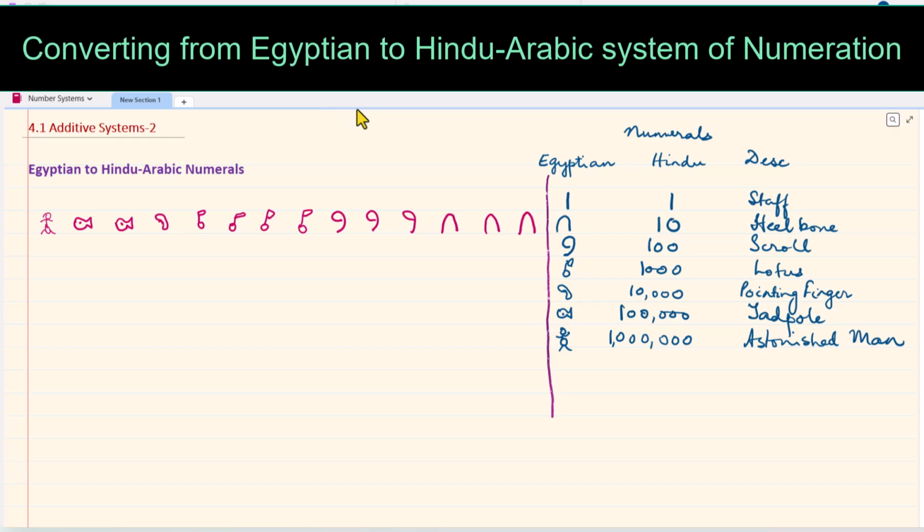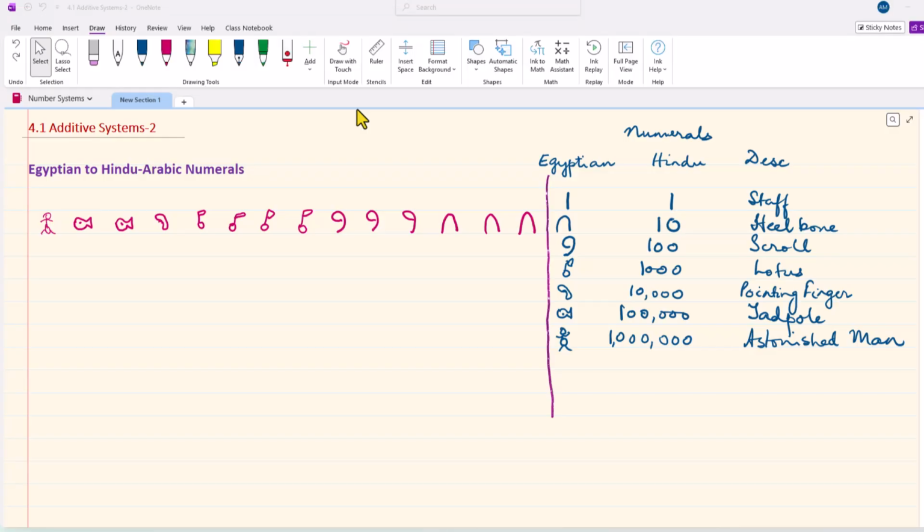Hello everyone. Today I'm going to work through a couple of examples on converting from the Egyptian numeral system to the Hindu-Arabic numeral system. I'm going to show you the step-by-step process of completing the problem and also talk about the best work practices so you can get to your answer without making errors.